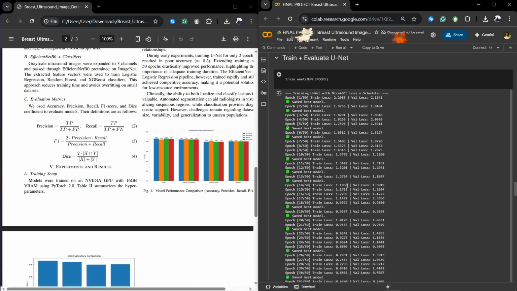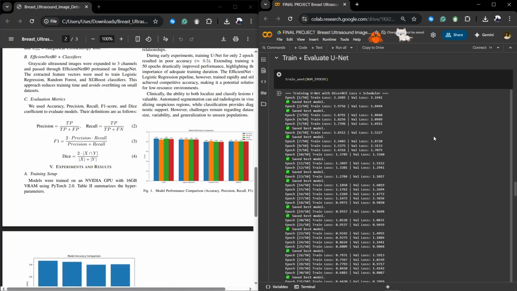It used more computational resources and training time as well. On the other hand, the EfficientNet and logistic regression pipeline was much faster, lighter, and still competitive. These findings gave us a clear idea that the multitask U-Net offers higher accuracy and segmentation, while the EfficientNet plus classifier pipeline offers mostly efficiency.